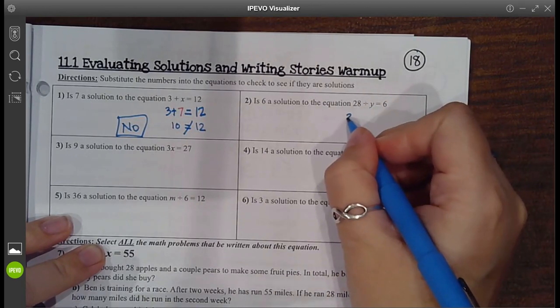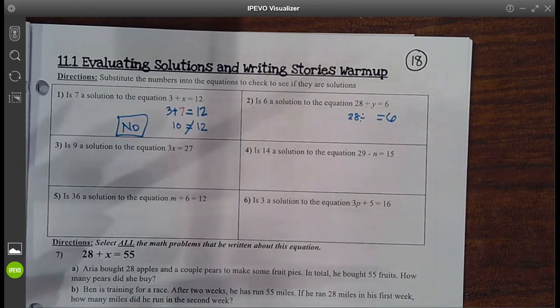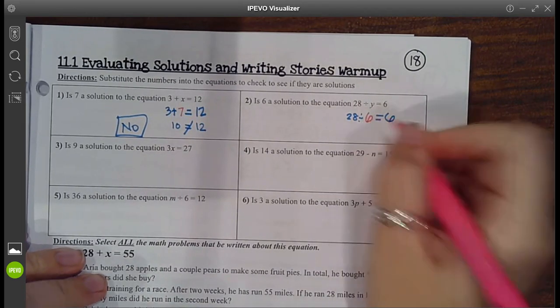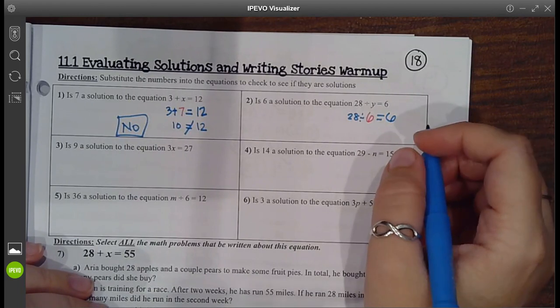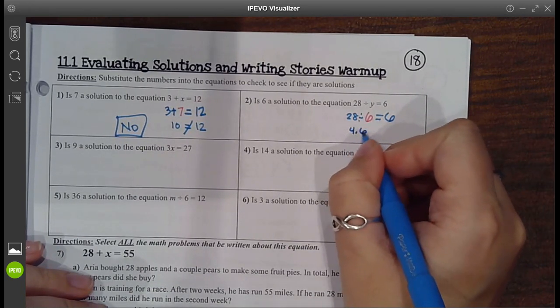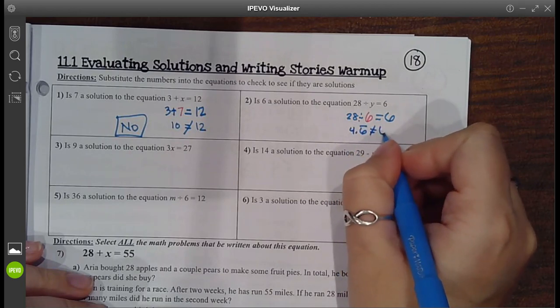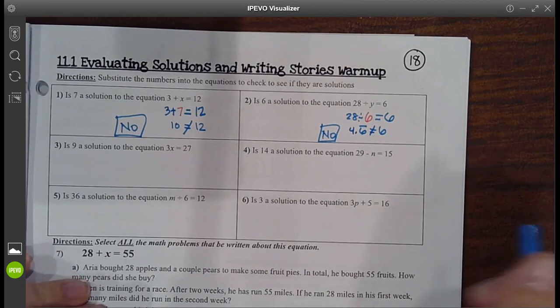Okay, here you have 28 divided by, they think that 6 is the answer. Let's see if they were right. 28 divided by 6, if you type that into your calculator, you get 4.6 repeating. Definitely not equal to 6. So nope, 6 was not the answer.